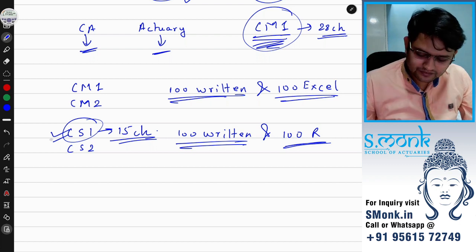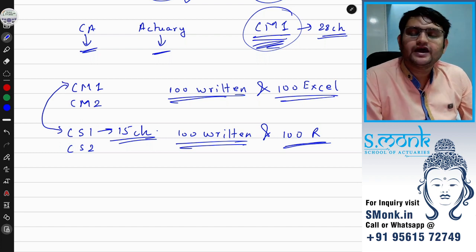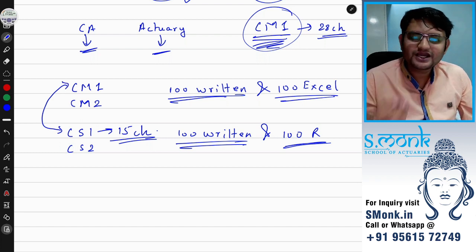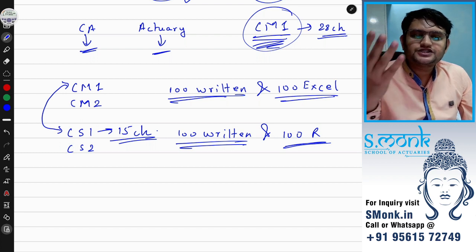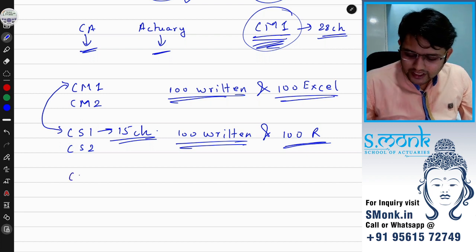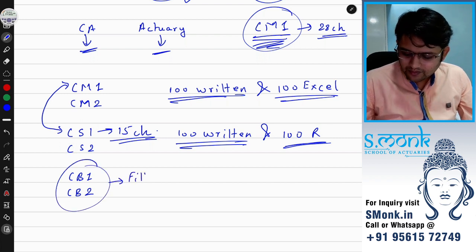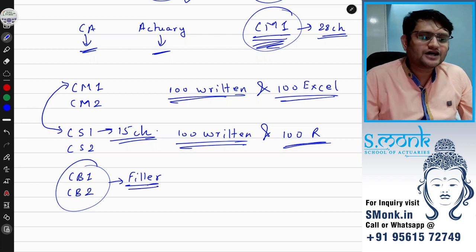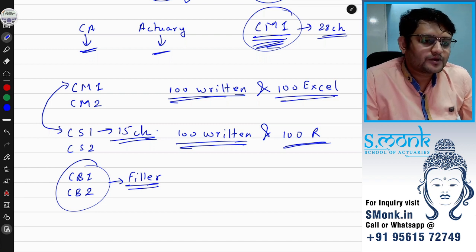So as I said, most of the companies would ask you to have completed CM1 and CS1. Usually companies would say that you should have 4 papers cleared, CM1, CS1 compulsory. So for the other two, you can have CB1 and CB2 as your filler papers. We usually call them as fillers, because no company would ask you to compulsorily complete these papers, but they may act as fillers for number of papers cleared.